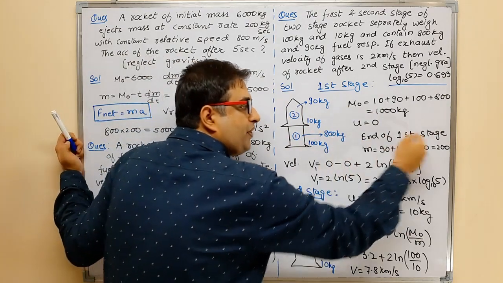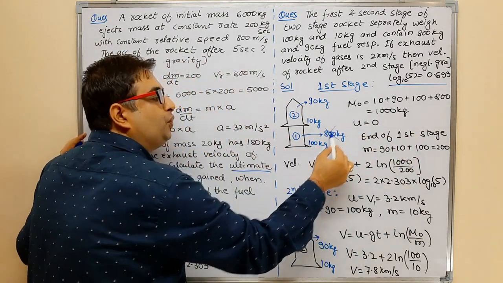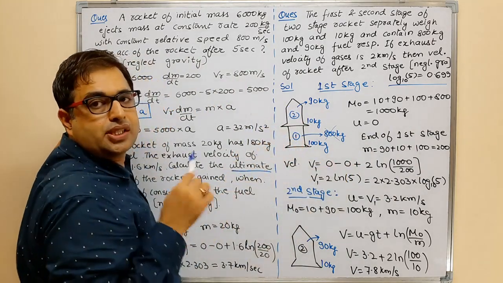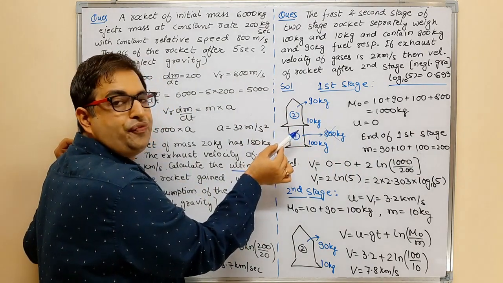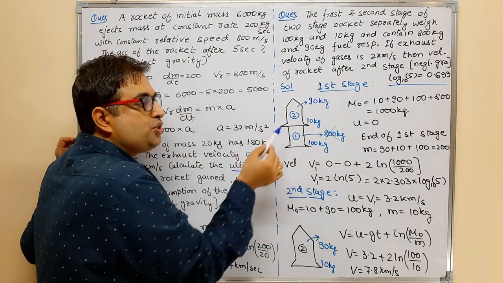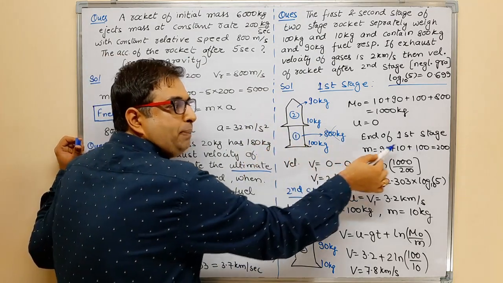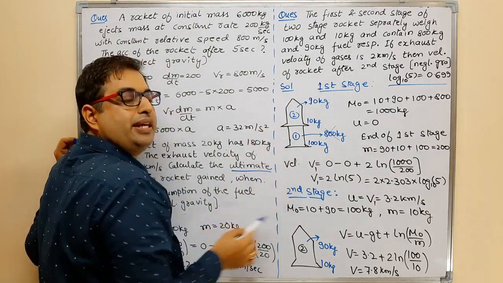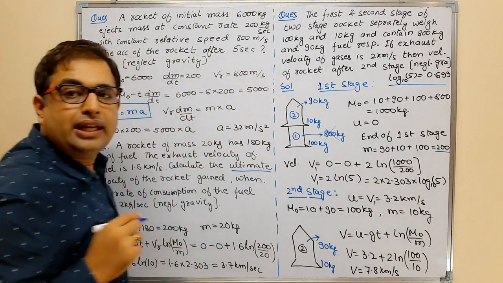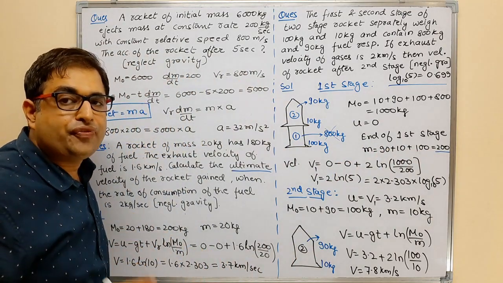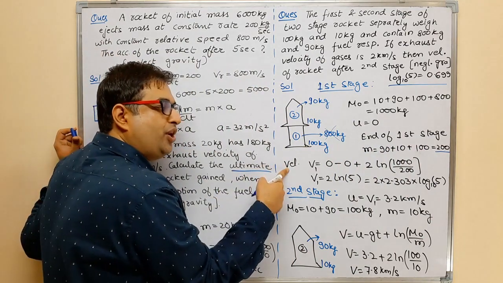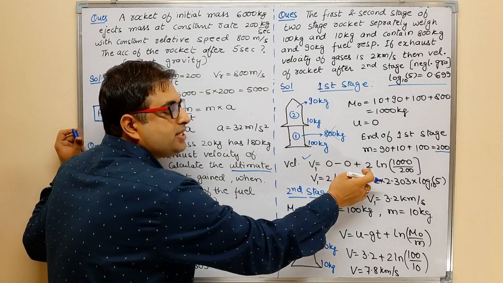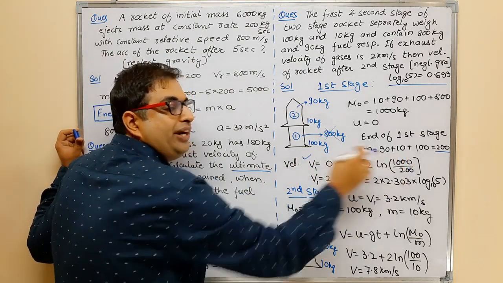Now at the end of first stage, you will not have the first stage fuel. So what is the final mass at the end of first stage, when complete fuel of first rocket has moved out? So final mass is 90 plus 10 plus 100, so final mass is 200 kg. Let us calculate the velocity at the end of first stage. At the end of first stage, velocity of the rocket is u minus gt, both are 0, plus Vr ln m0 divided by m.